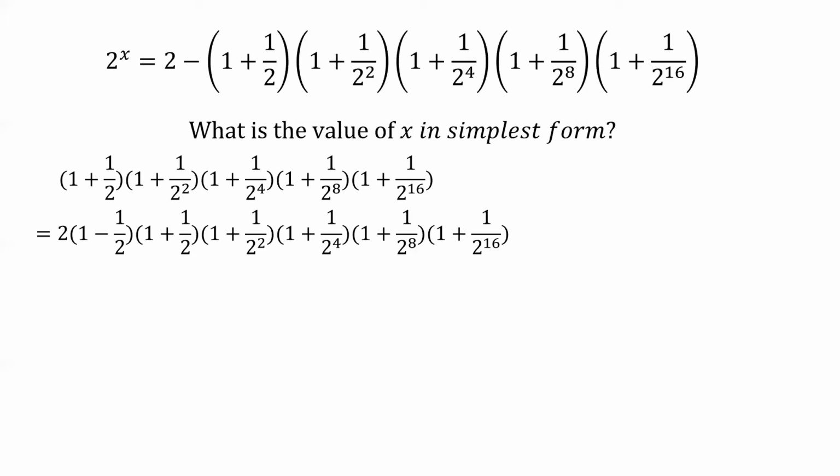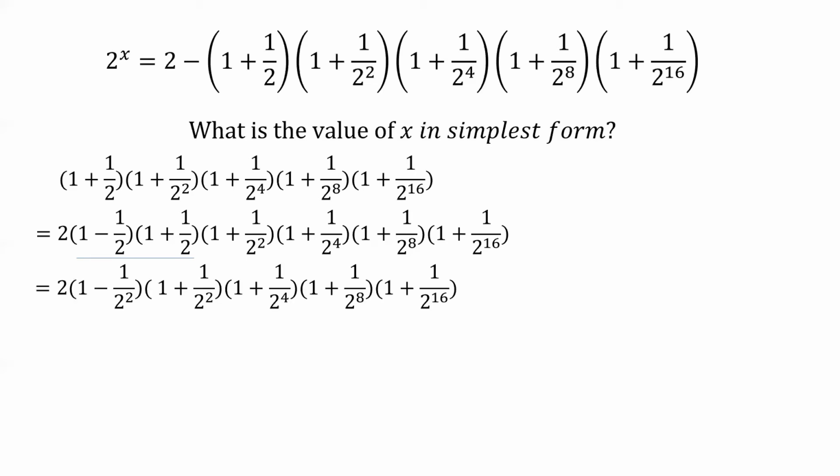And how is that? Well, if we take these two terms, 1 minus half multiplied by 1 plus half, that's of the form a minus b multiplied by a plus b, and we know that's equal to a square minus b square. So these two terms taken together will now become 1 minus 1 by 2 square. So we can substitute these two terms as simply 1 minus 1 by 2 square, and we rewrite the expression. This is what we get.